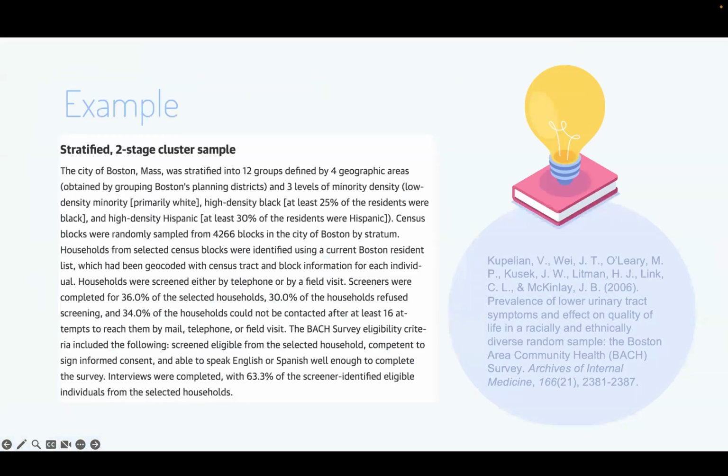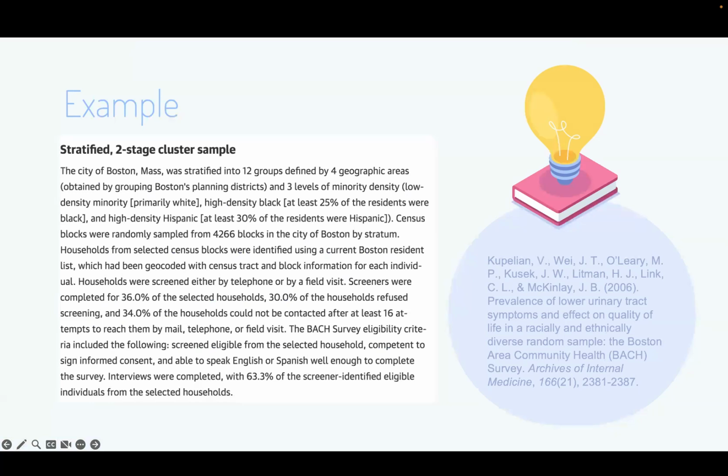So looking at this example, let's explore the stratified two-stage cluster sample used in a study conducted in the city of Boston. The city was divided into 12 groups across 4 demographic areas and 3 levels of minority density. This careful categorization ensures a rich diversity within the sample, reflecting the varied tapestry of Boston's population. During the first stage, census blocks were randomly selected from each stratum to give a chance for all areas to be representative in the sample.